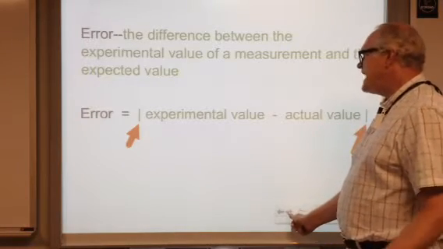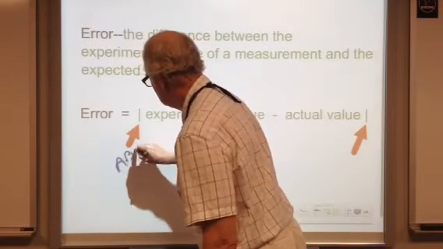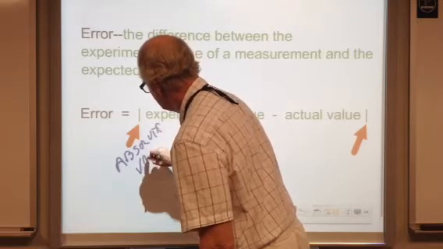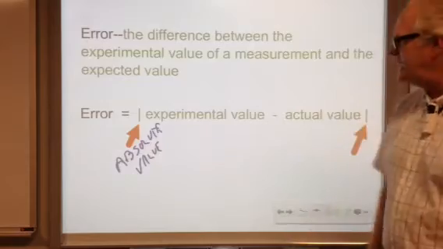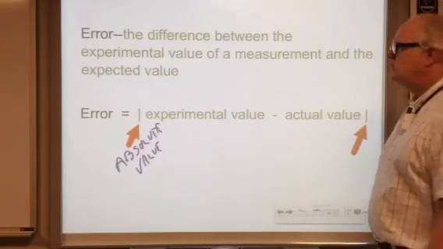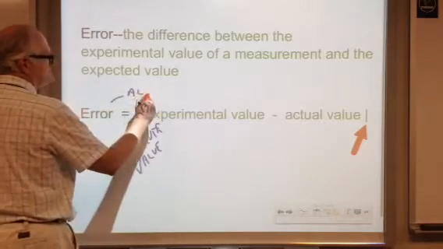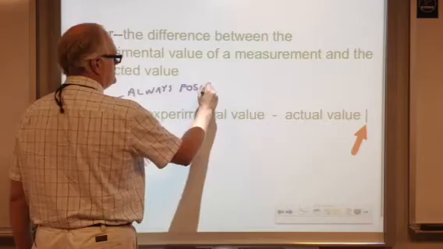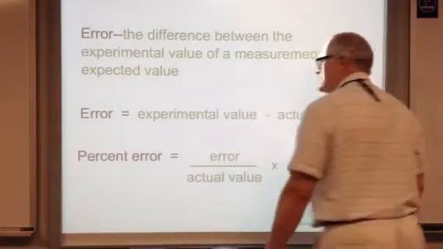So error is the absolute value of experimental value minus actual value. In other words, error is always positive. That's our view of the world here.